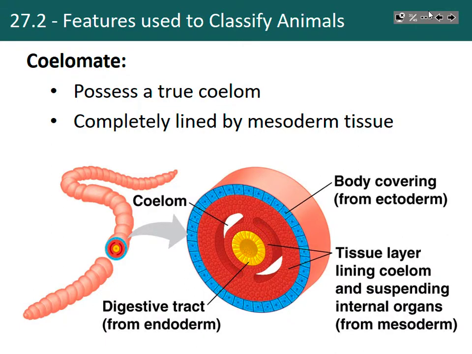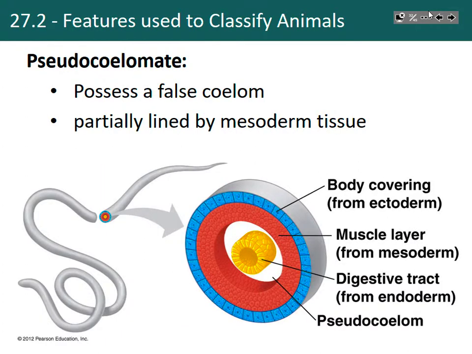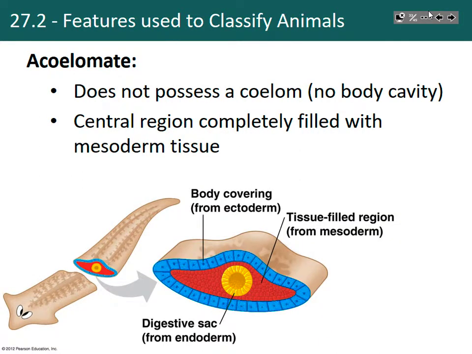Coelomate possess a true coelom. The coelom is completely lined by mesoderm. So mesoderm around the endoderm, mesoderm around the ectoderm. Pseudocoelomate has a false coelom. There is a space, an open space in the body cavity, but the digestive tract or the endoderm is not completely lined by mesoderm. And then, do you have that, Josh? Acoelomate does not possess a coelom at all. There is no body cavity. The entirety of the space between the endoderm and ectoderm is filled with mesoderm. Okay.